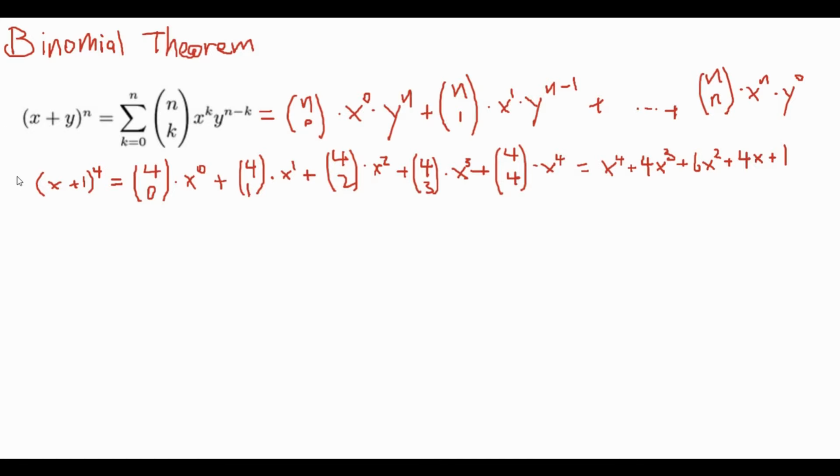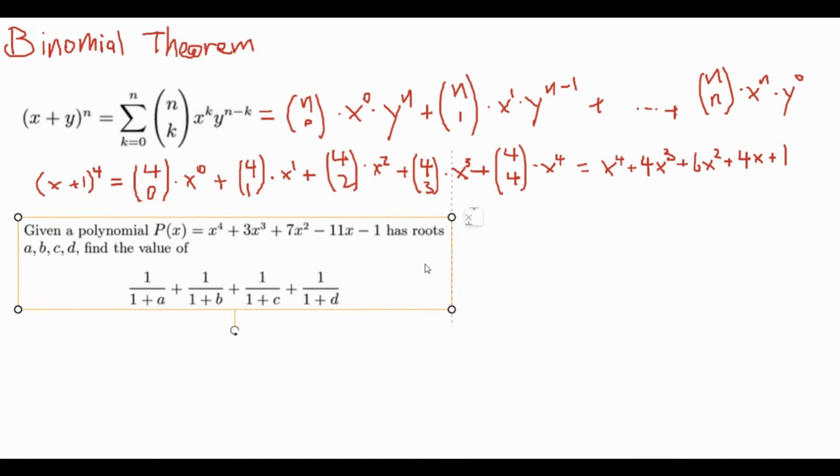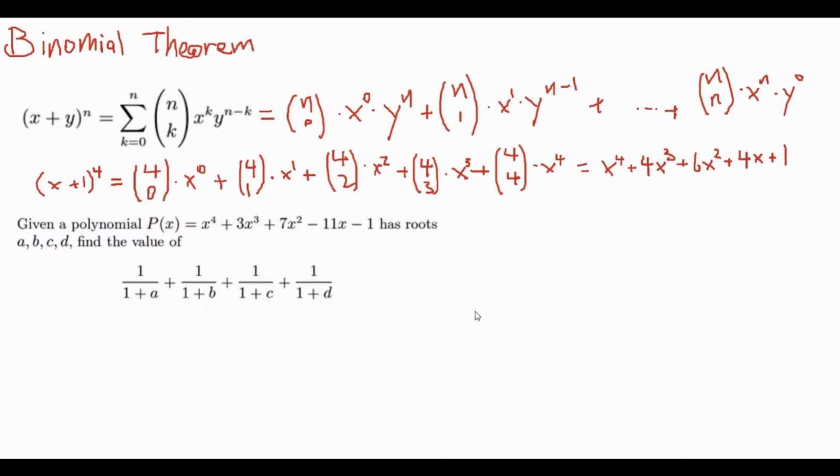Now let's look at a harder problem that we can use the binomial theorem on. Given a polynomial p(x) = x^4 + 3x^3 + 7x^2 - 11x - 1 has roots a, b, c, and d. Find the value of 1/(1+a) + 1/(1+b) + 1/(1+c) + 1/(1+d).